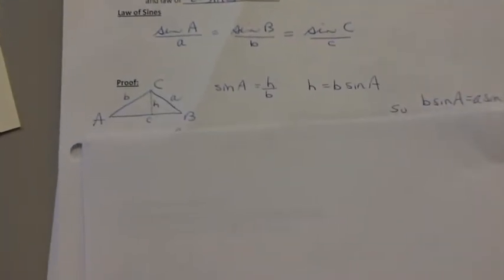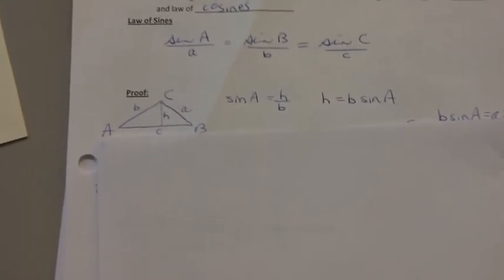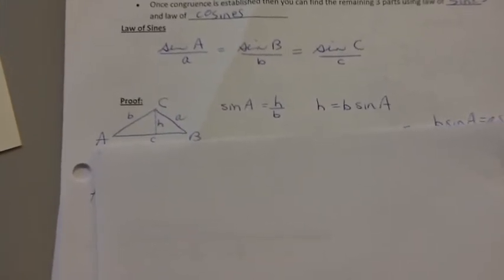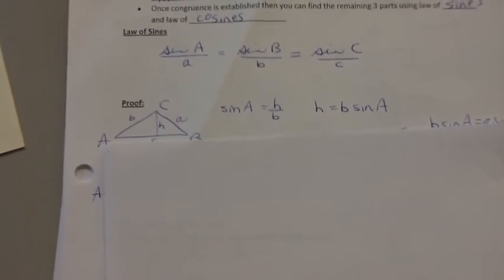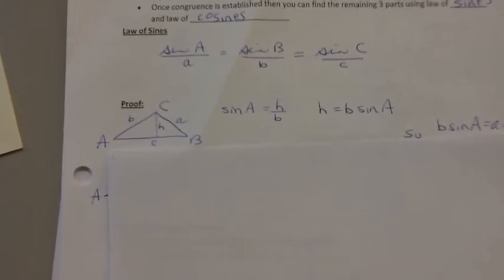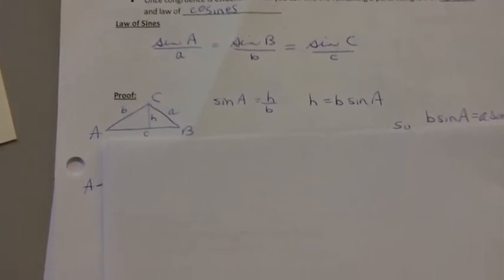So for example, here's the proof that we're going to go through. Here's my triangle. I have my angles A, B, and C, and I have the little a, little b, and little c opposite. And then the height is the shortest distance from point C down to AB. And when I do that, I can look at my right triangle, since SOHCAHTOA only works with right triangles, and I could say the sine of A is going to be h over b and solve for h.